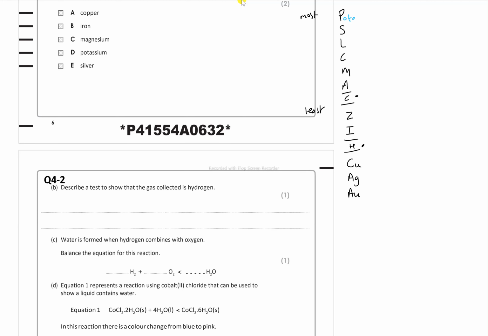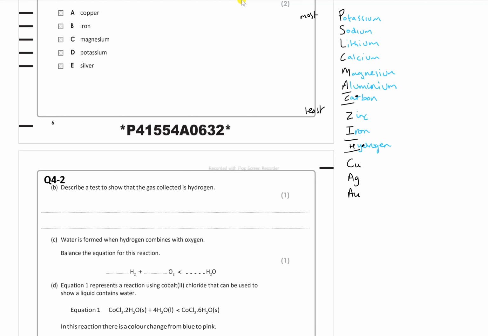So that is going to be potassium, sodium, lithium, calcium, magnesium, aluminium. That's carbon as a reference point. This is hydrogen as a reference point. This is zinc and iron. This is copper, silver, and gold.